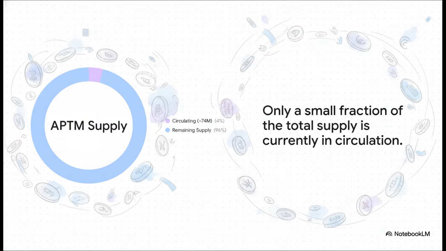Now check this out. Of that massive 2.1 billion total supply, just a tiny fraction, look at that little slice, around 74 million is actually in circulation right now. This means most of the potential supply isn't even on the market yet. And those deflationary mechanics we're about to cover are designed to shrink this circulating supply even further.